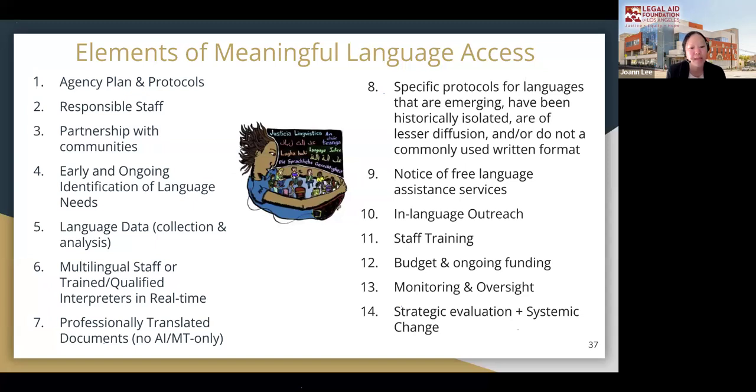And we really want to take this holistic approach where we think about language access from the very start. When you are planning any program or initiative, it cannot be an afterthought. You have to think about it from the planning stages. You have to make sure you have responsible staff, that you're engaging with communities, that you're collecting language needs early and throughout the life of the case, that you are looking at data. Who are you serving? Who are you not serving? Looking at that both externally and internally.